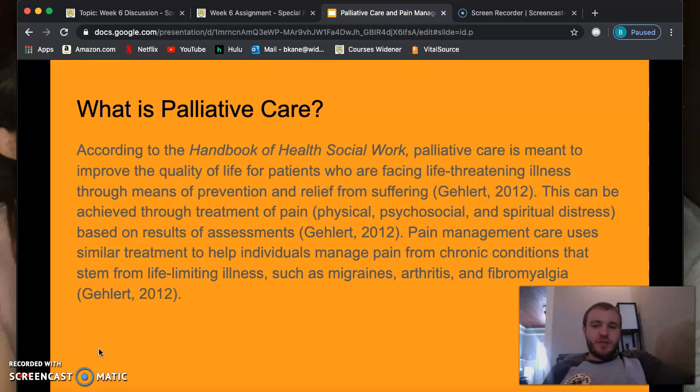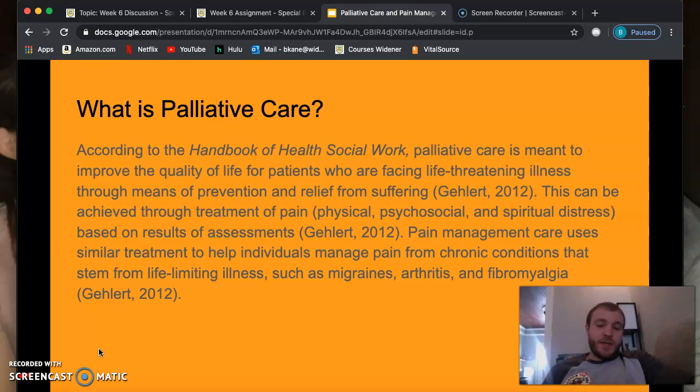It can be achieved through treatment of pain, which is not just physical pain, but also psychosocial and spiritual distress that is caused by these types of life-threatening illnesses. Usually, we're talking like cancer, things that are generally pretty terminal. And then these treatment plans are developed based on the results of assessments.